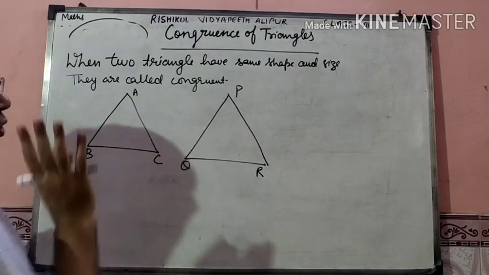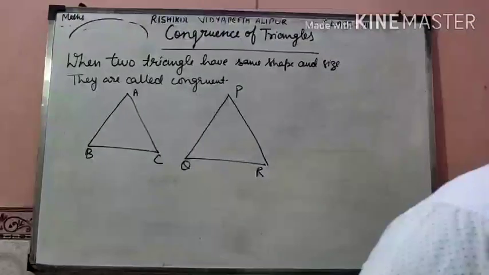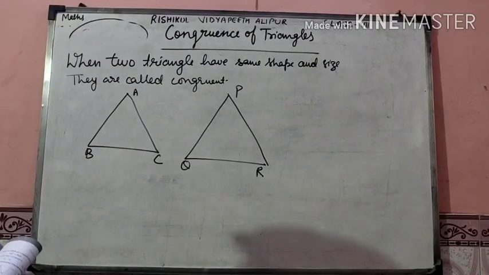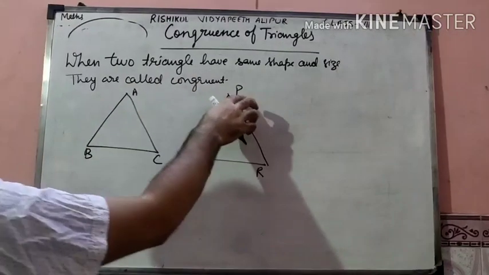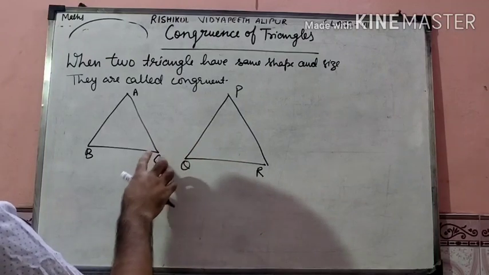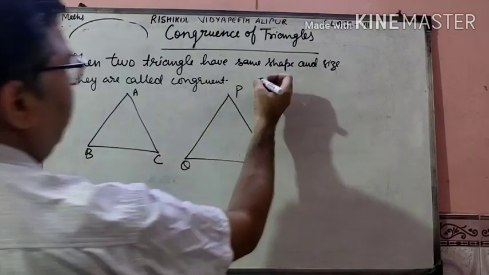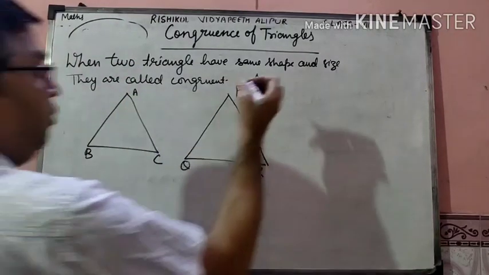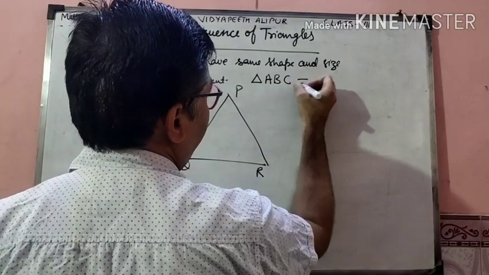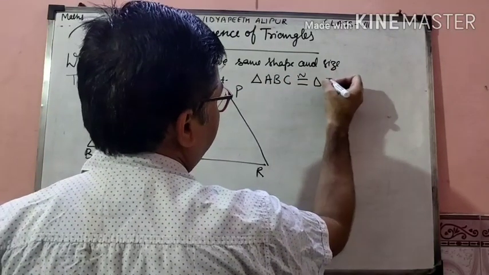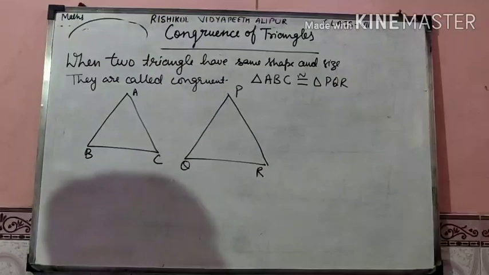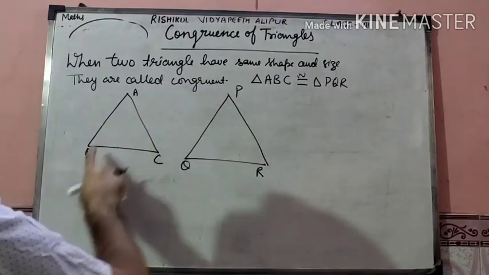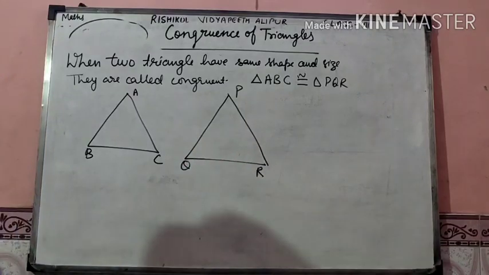When two triangles are congruent, then they have a few things which are called corresponding. When two triangles are congruent, that means A will fall on P, B will fall on Q, and C will fall on R. We should be very particular about using the names. If I am writing triangle ABC congruent to triangle PQR, it means A will fall on P, B will fall upon Q, and C will fall upon R.